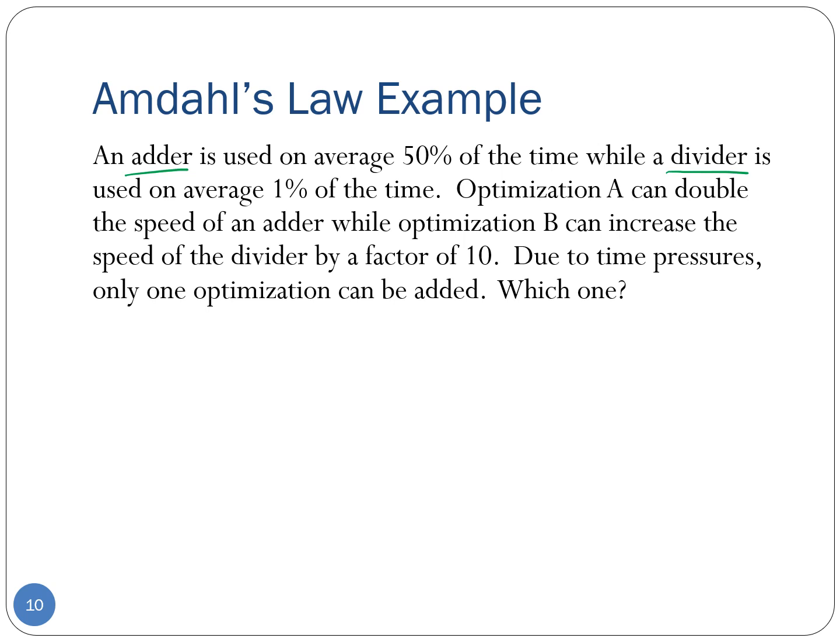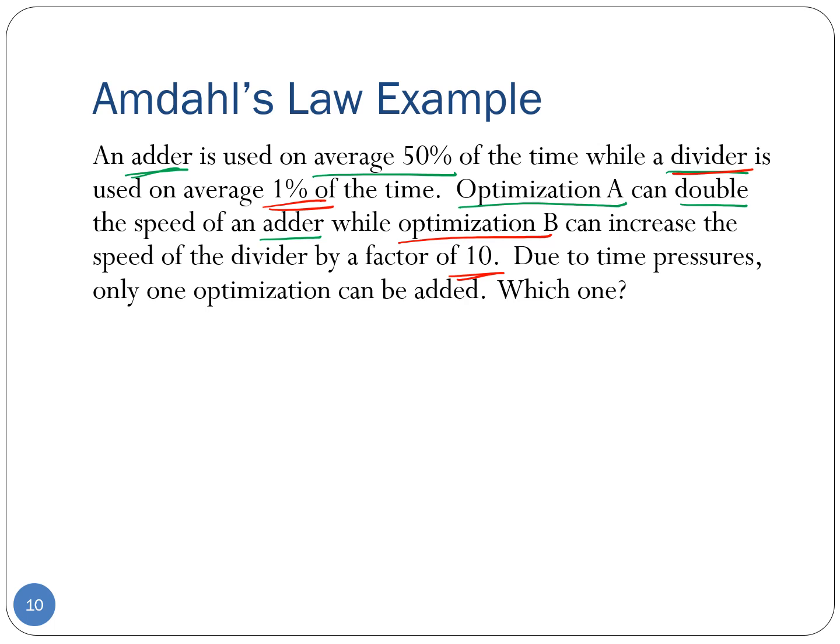If we choose to go with the adder, then we have an optimization A that can double the speed of addition, or the adder, in our system. And we know that this adder is used on average 50% of the time in our computer. So essentially half the operations that are done in our computer are using this adder. As opposed to this, if we choose to go with the divider, then we can do optimization B in the divider, and this optimization can increase the speed of division by a factor of 10 in the system. However, the divider is only used by 1% of the operations that are done in our computer system.